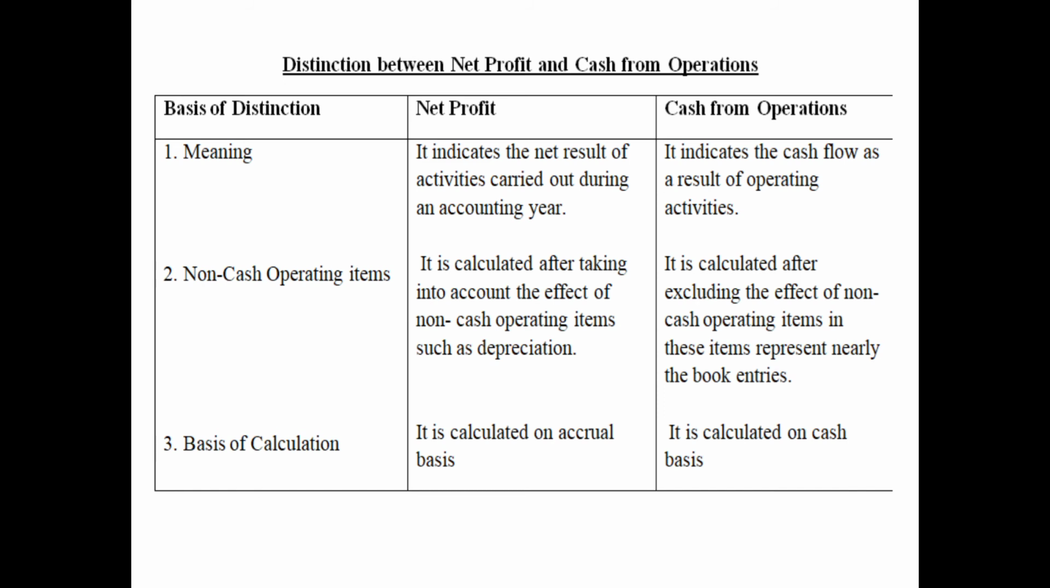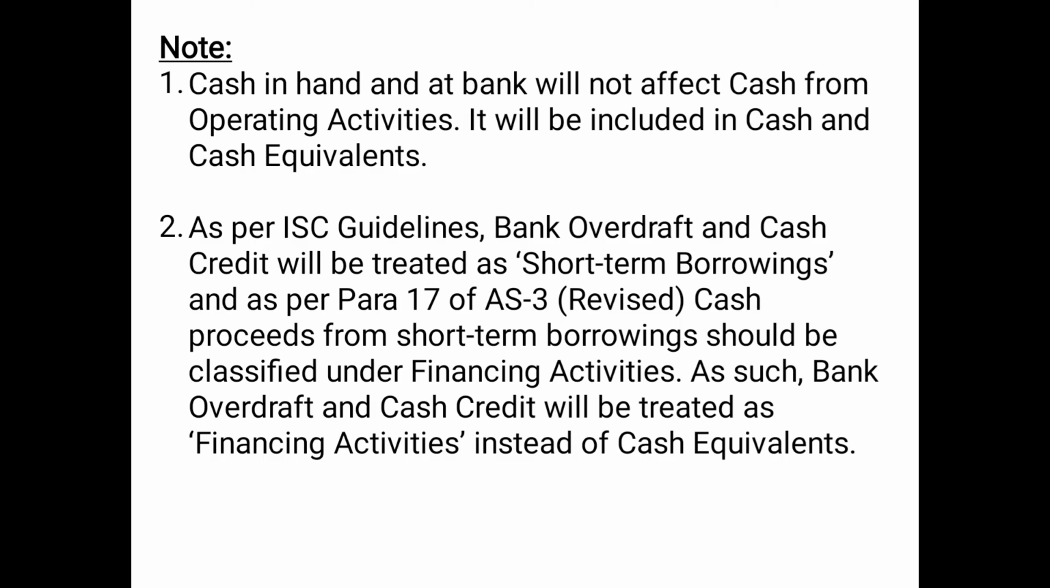These items represent merely book entries. And the last basis is basis for calculation. Net profit is calculated on accrual basis. It incorporates all the credit transactions also. But cash from operation incorporates only the cash basis. So these are the differences between net profit and cash from operations. Now the notes. Some of these points are repetitive, just for the sake of revision.